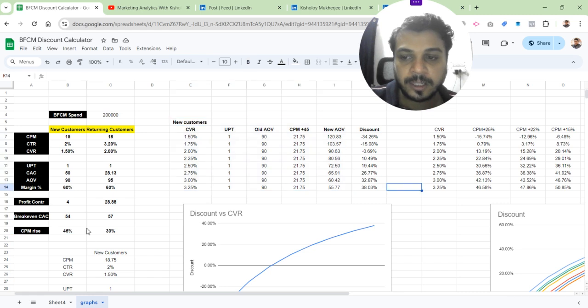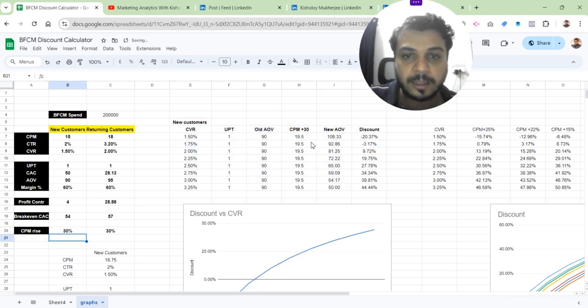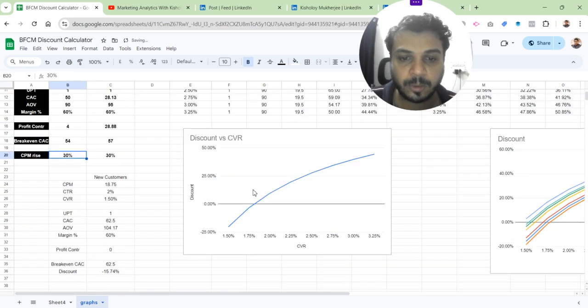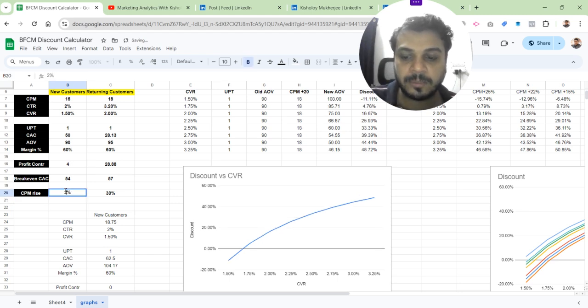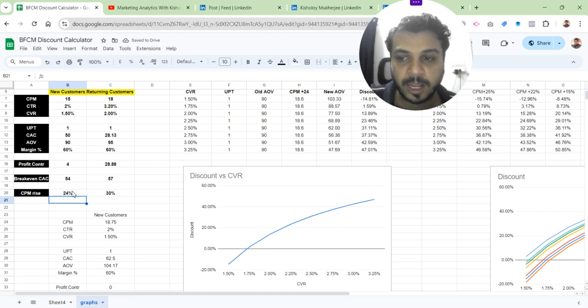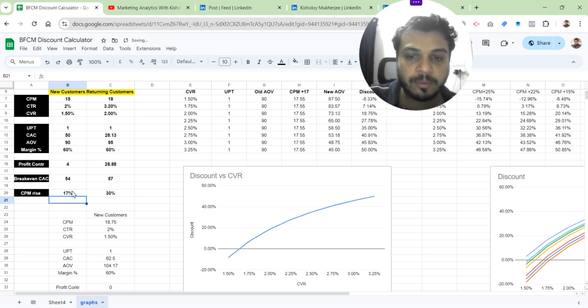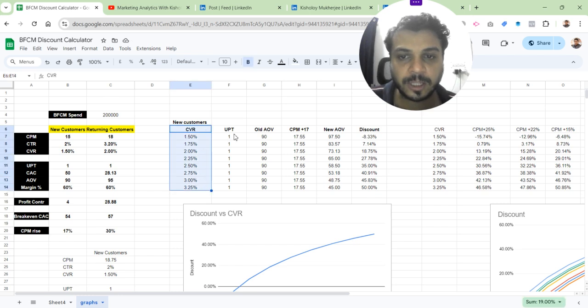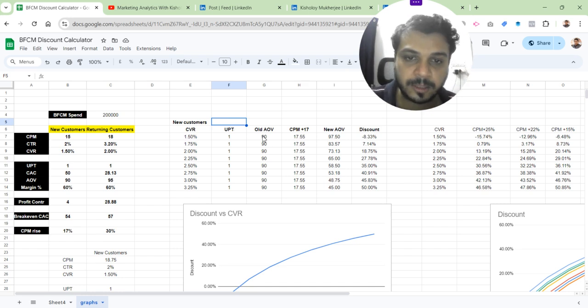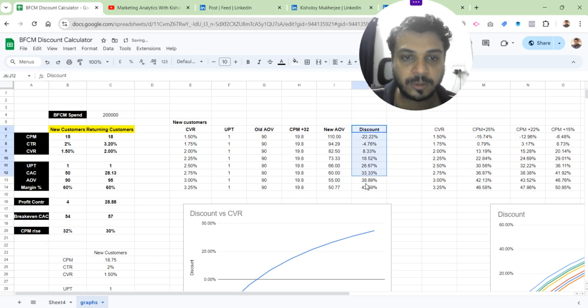And you'll see that in this particular table, if I just change it to say 30%, it will say CPM has risen by 30%, and accordingly the numbers are also going to change, and this graph is going to change accordingly as well, right? So whatever percentage of CPM rise I input here, it's going to take the values and the graph is going to change. The table numbers are also changing here, right? So the CVR changes are remaining the same, the old AOV and the UPT, which is the units per transaction, those are remaining the same. But the graph here is constantly changing, and the values of discounts are changing.